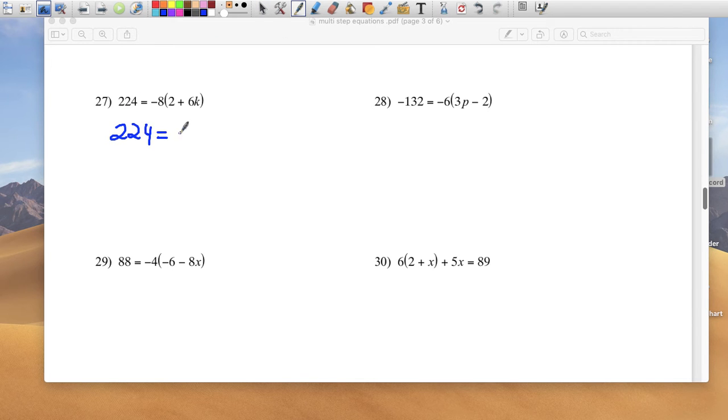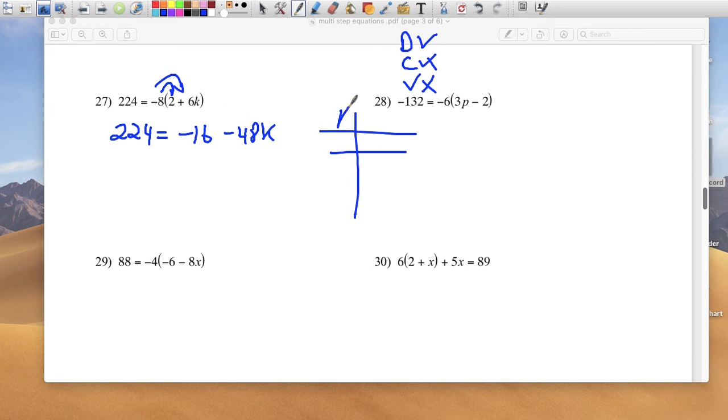224 equals negative 16, right? Distributive property. And negative times a positive is negative 48k. That's done. Combine like terms. Nope. Variables on both sides. Nope. Let's solve. My variable is k, which is being multiplied by negative 48, and then subtracted 16, and then that equals 224. Going backwards, we're going to do plus 16, and then divide by negative 48. Just careful there.